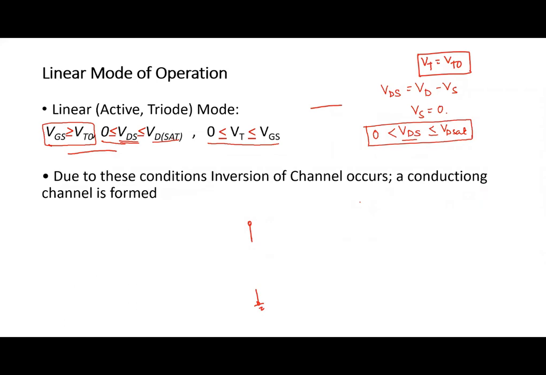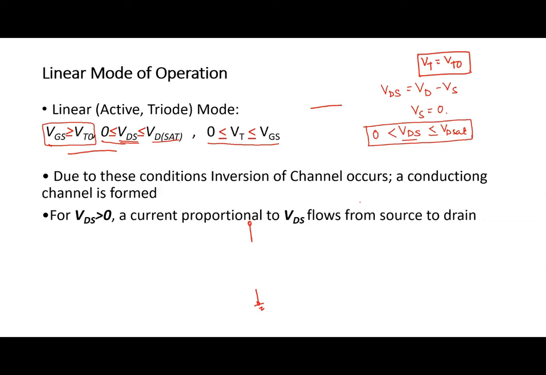When you follow these conditions, inversion of the channel occurs, as you already know, and a conducting channel is formed. For VDS greater than 0, when you apply a potential greater than 0, a current proportional to VDS flows. There is a flow of current proportional to VDS from drain to source. Current flows from drain to source, while electrons flow from source to drain.